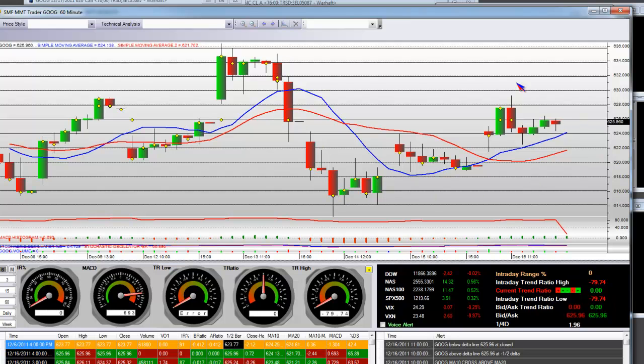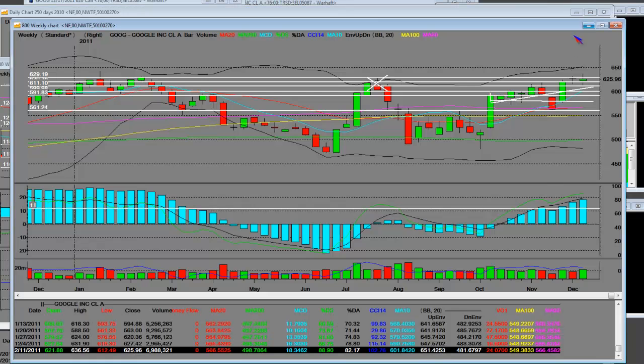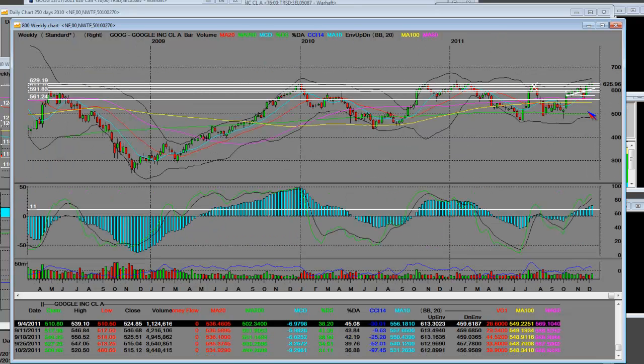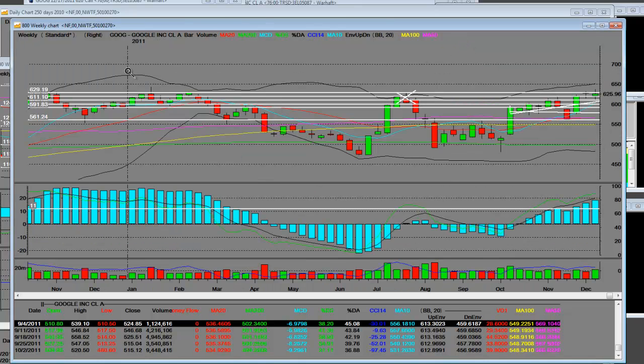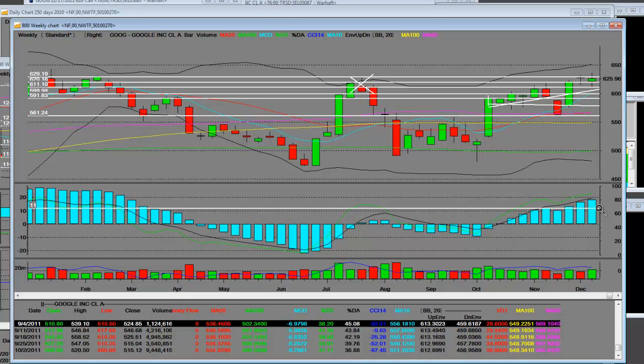Now, having said all that, that's where we stand on that 60-minute. This is where we stand on the weekly chart. We're overbought. So, yes, Google can go higher. We have taken it from the bottom all the way up here, and our target is about 670. But in the short term, going into the new year, we're getting a little bit short-term overbought that will need to be addressed in the trade management.